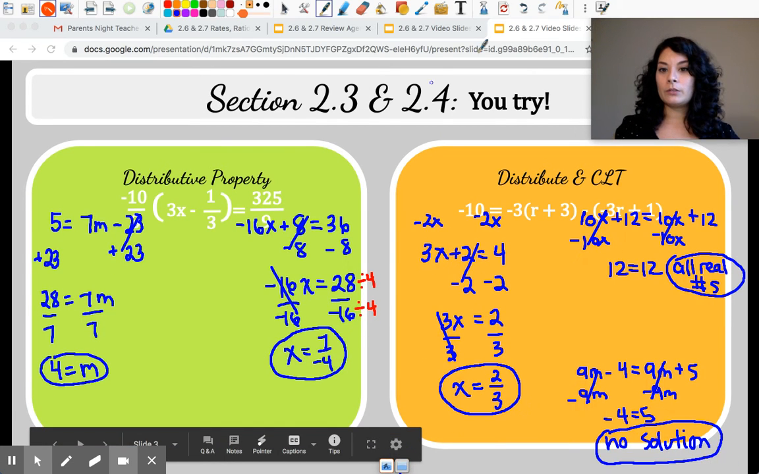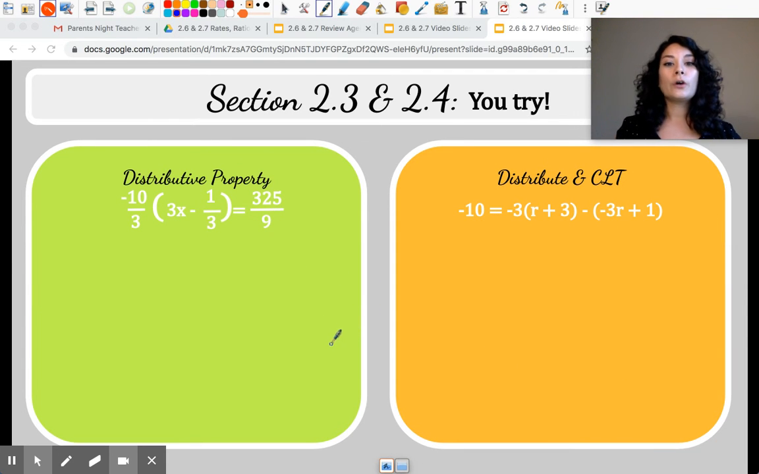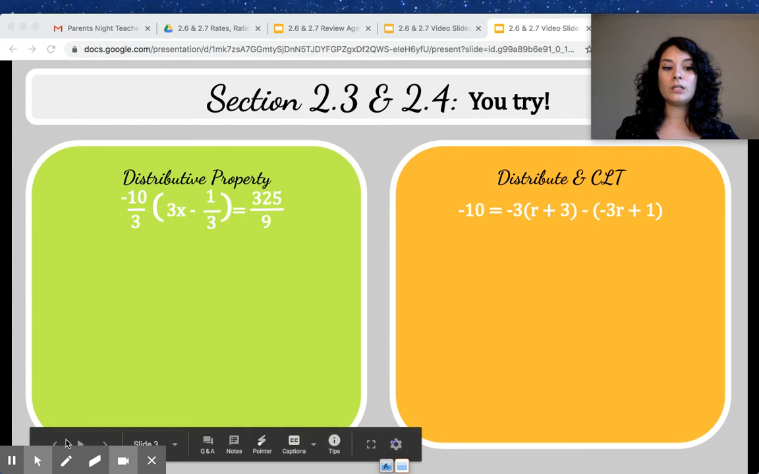Okay, so let me just erase my board real quick. Go ahead and try these on your own. Now, the one that might be more problematic for you is the one with the fractions, but remember, you learned how to clear fractions in the last section, so utilize whatever strategy is easiest for you. I will pause the video, and when I unpause, you'll see solutions on the board.